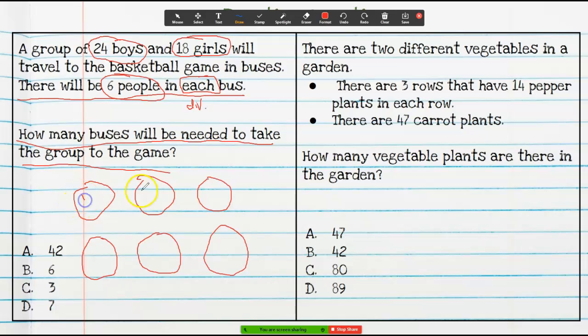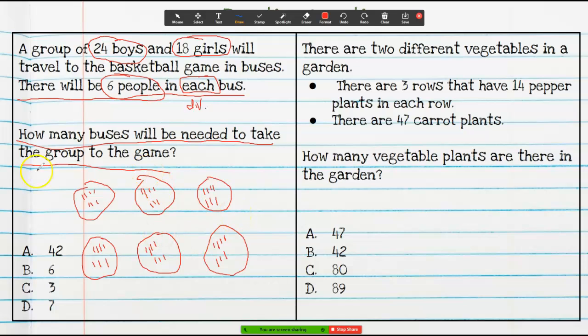Okay? 1, 2, 3, 4, 5, ... 24. Okay, so we have our 24 boys. Now let's do the 18 girls. 1, 2, 3, 4, 5, ... 18.